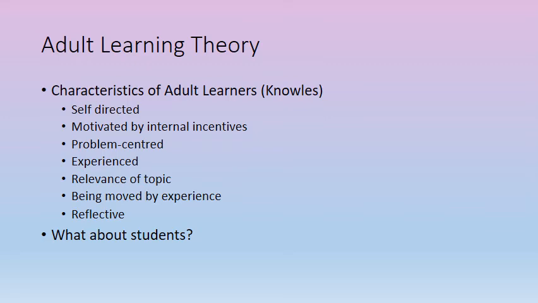But what about students? Students are in between adult and child learners, and child learners don't have the same motivations. Therefore, that's where there may be a disconnect between what you expect from a student if you are expecting all of the characteristics of an adult learner that Knowles described above.